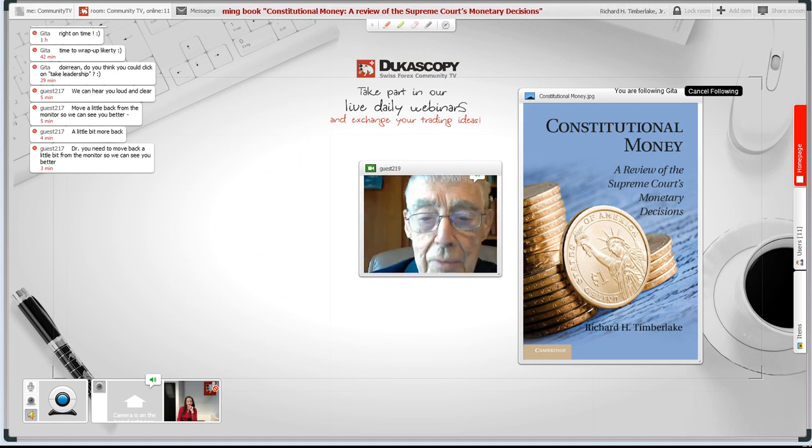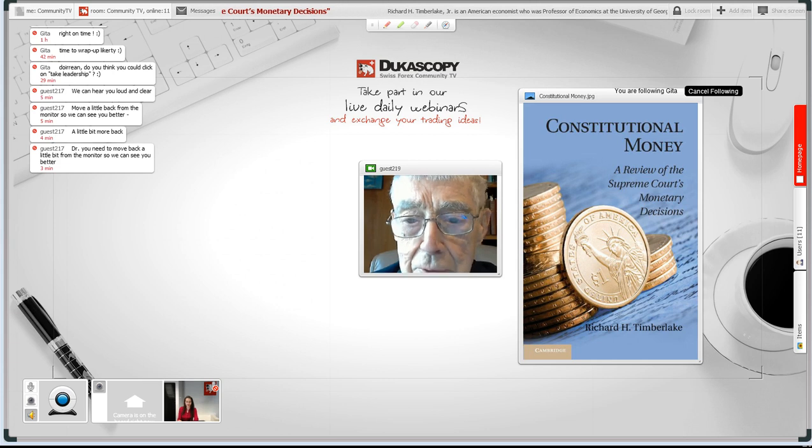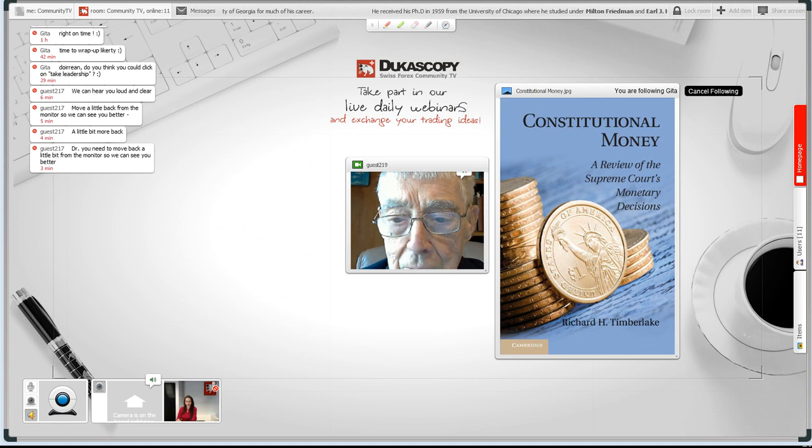singles out the monetary decisions that the Supreme Court has made over the last 200 years. Those decisions began in 1819 with one decision that was labeled McCulloch versus Maryland, and ended in 1935 with a decision on the so-called Gold Clause cases, which dealt with the question of whether the ownership of gold could be prohibited by the United States government. And in between, there were about eight or nine other decisions that were very important.